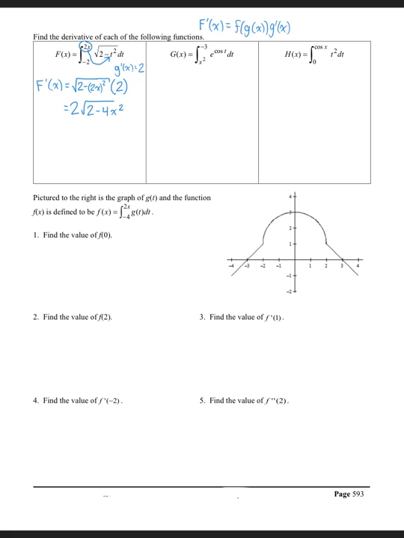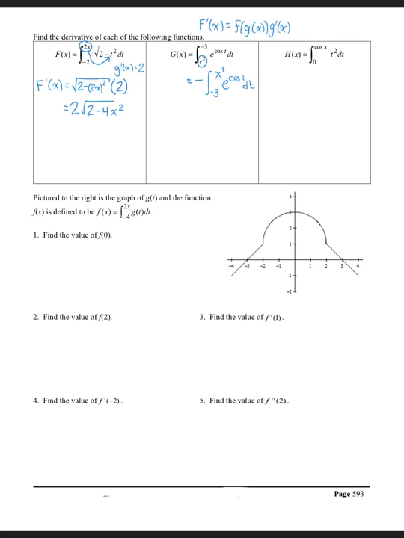Now, if we look at the second one, you notice that this one looks a little different. Now your little g of x is on the bottom. That is not good. You need it to be on top, okay? So in order to switch those, if you remember your properties of integrals, it's negative, and then you can just switch them around. So e to the cosine t dt.